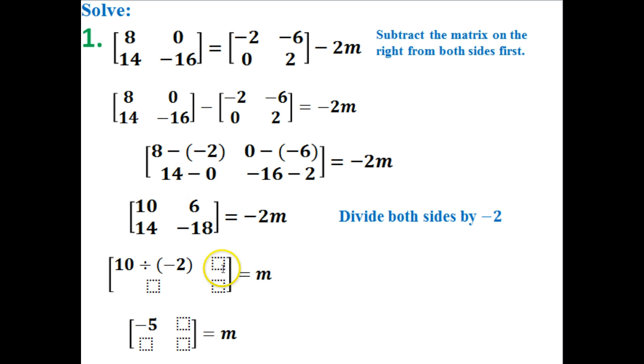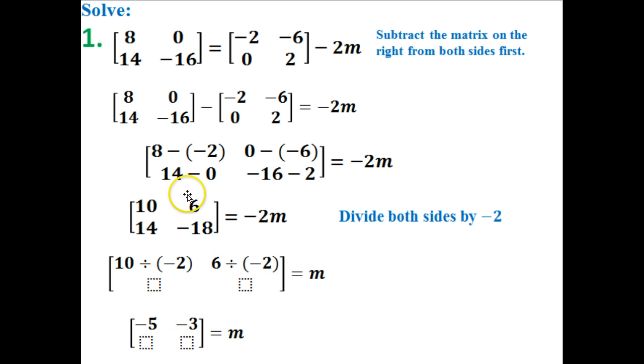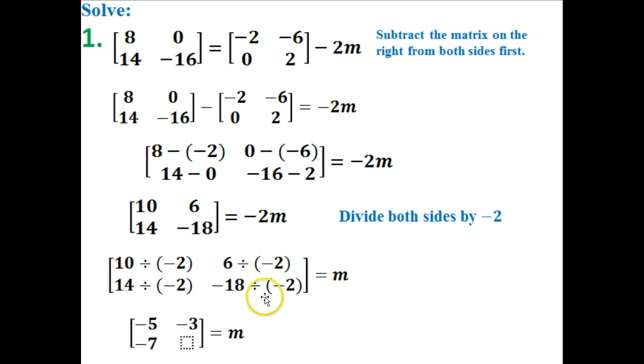We'll go to the next one. 6 divided by negative 2 would give us negative 3, so I'll write my answer in the upper right-hand corner because that's where my 6 was. Then I've got a 14 divided by negative 2. 14 divided by negative 2 is going to give me an answer of negative 7. So I'll do that right here, and that will stay in the bottom left-hand corner. Then I've got negative 18 divided by negative 2. Negative 18 divided by negative 2 should give me a positive 9 as my answer. So this is my answer here.